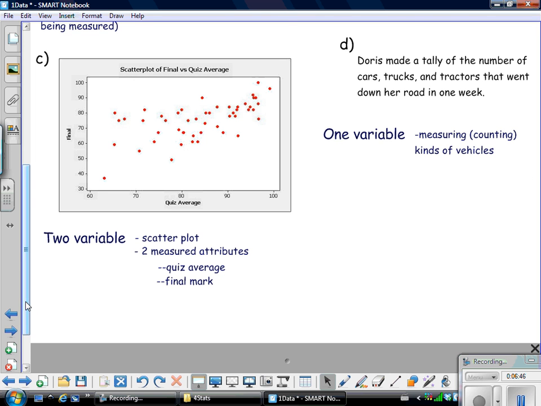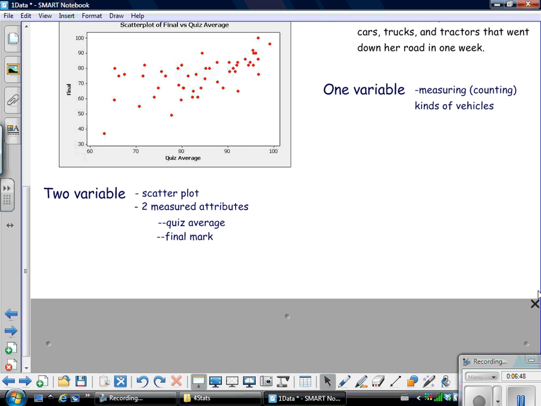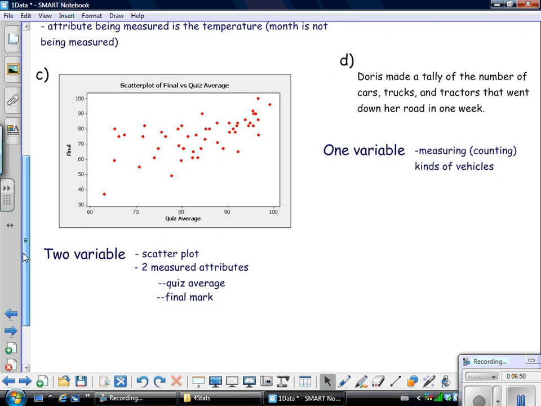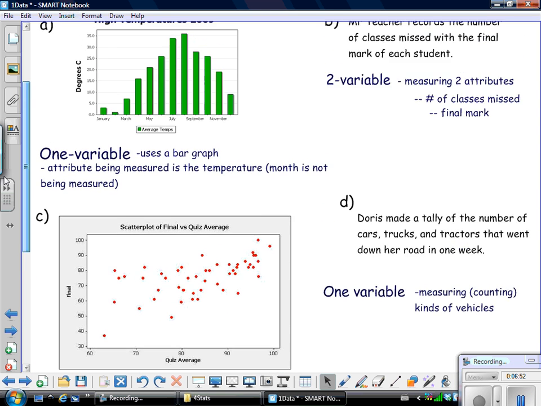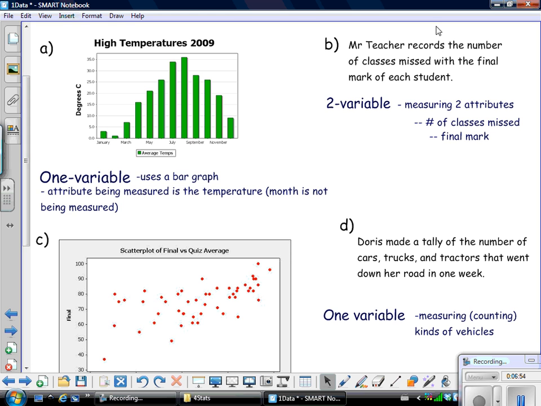So that gives you an example of what you should be able to do when you look at data, whether it's displayed in graphs or even in word type situations. You should be able to determine whether it's one or two variable data and why, as well as the attribute that you're actually measuring.